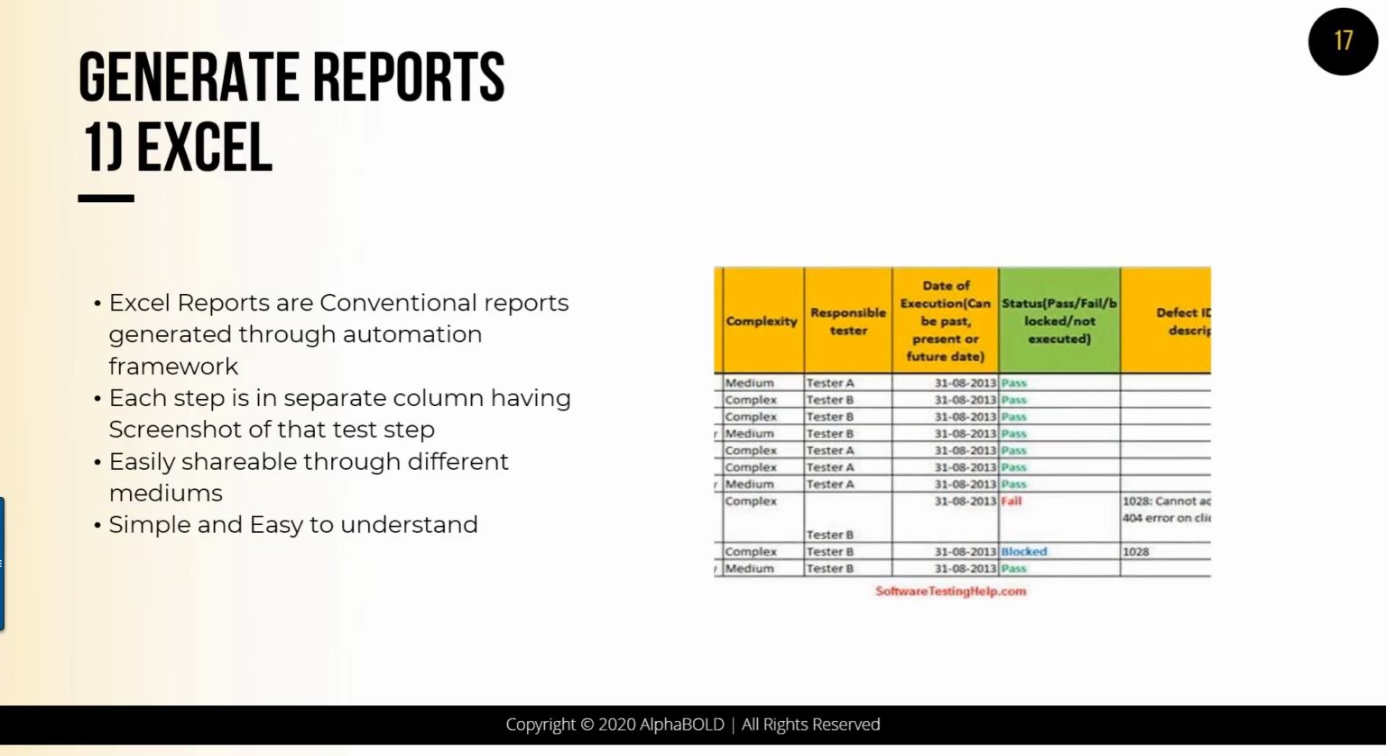Excel reporting is basically the conventional reporting method that can be generated for the automation framework. Each step is in a separate column having a screenshot of that step, that can be easily shared through different mediums to the particular stakeholders. It is very simple and easy to understand.